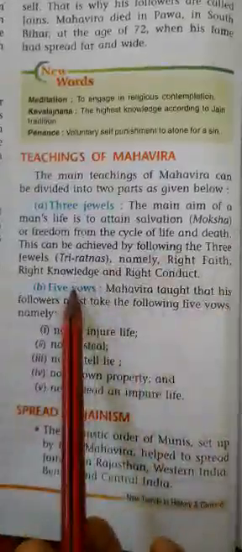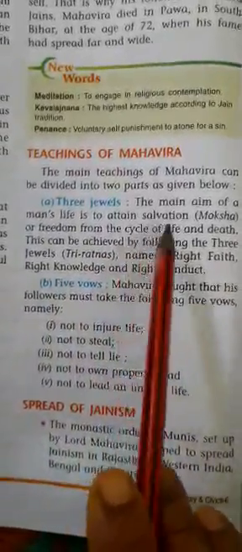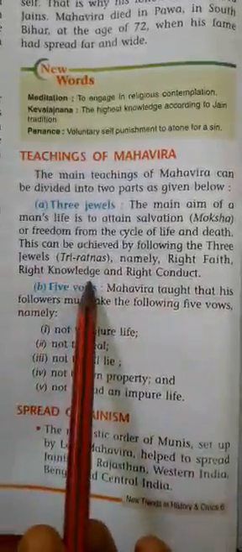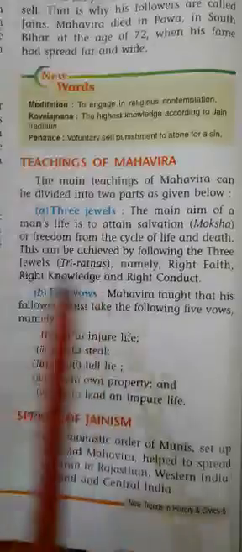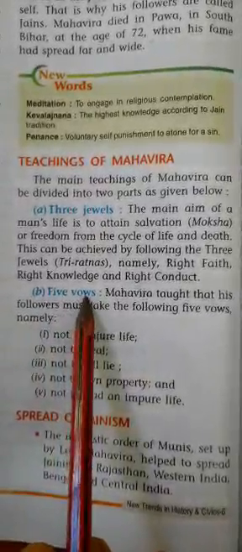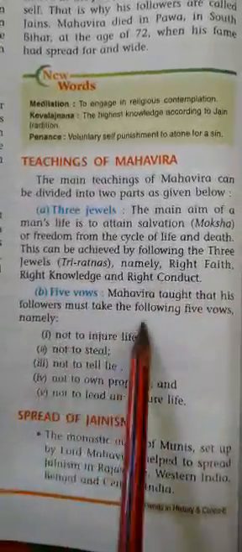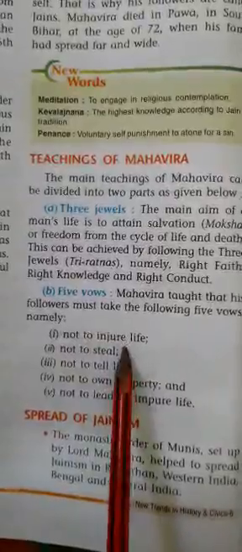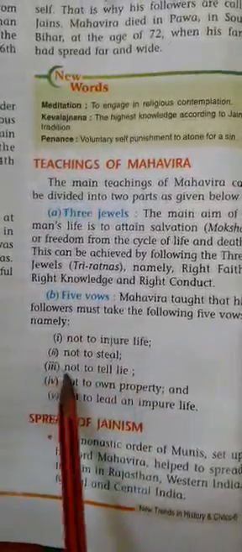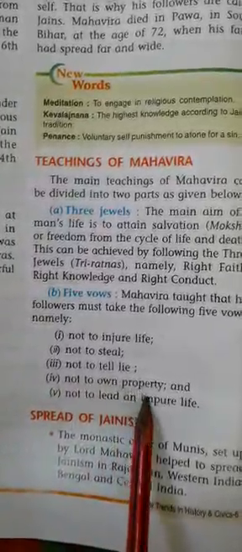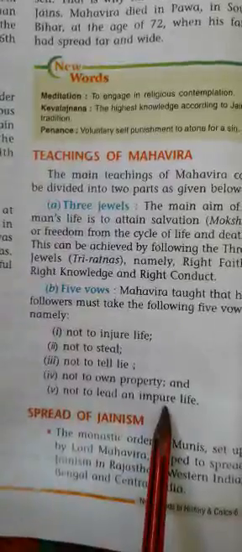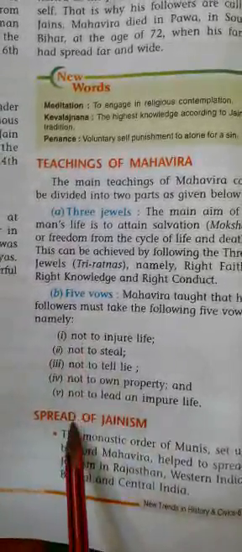If he wants to attain moksha, then that person has to follow these three jewels, also called Tri-Ratnas. In the three jewels you can see right faith, right knowledge and right conduct. After that he gave importance to five vows, or five promises. Mahavira's five vows are: not to injure life, not to steal, not to tell lies, not to own property, not to lead an impure life. Means our life should be pure, character should be pure. So these are the five vows.